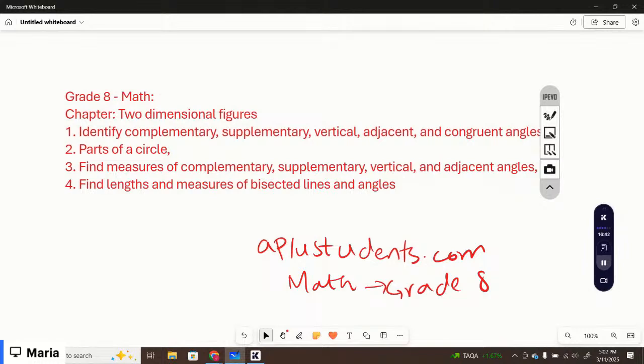We are going to start with the chapter two-dimensional figures. The lessons we are going to cover today are identify complementary, supplementary, vertical, adjacent, and congruent angles, parts of a circle, find measures of complementary, supplementary, vertical, and adjacent angles, and find lengths and measures of the bisected lines and angles. So please make sure you have your notebook and pencil so that you can note down the important examples and definitions as well.